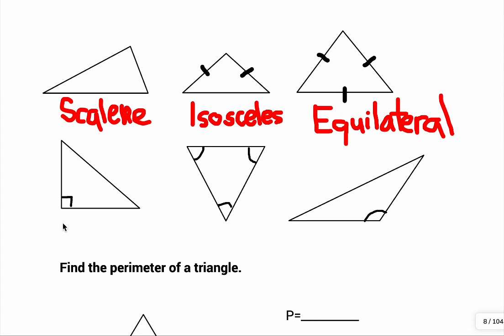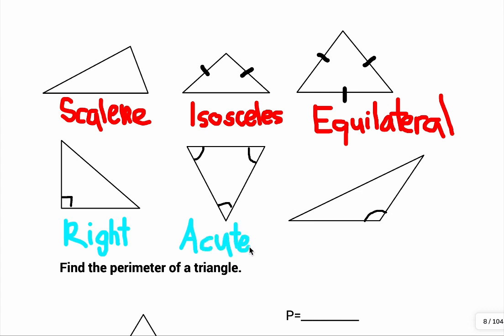Okay, moving on, we have the right triangle. This is a right triangle because there is a right angle, which is equal to 90 degrees, represented by this square that shows the side of the angle.